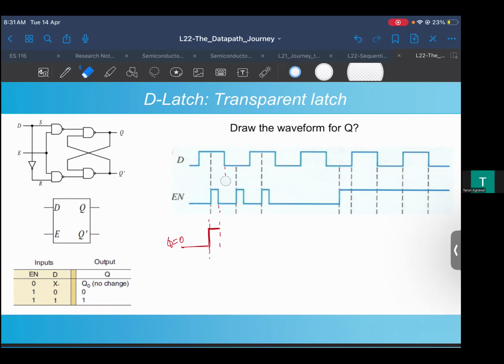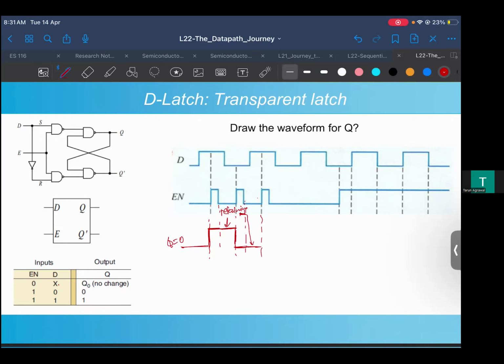So then we can draw till the next enable, right? This is the retaining state. This is retaining. Then the enable comes and it sees, oh, input is 0, I have to make the output 0, right? It follows till 0. Then enable again goes to 0, then it retains the output till the next enable comes. So this is again retaining.